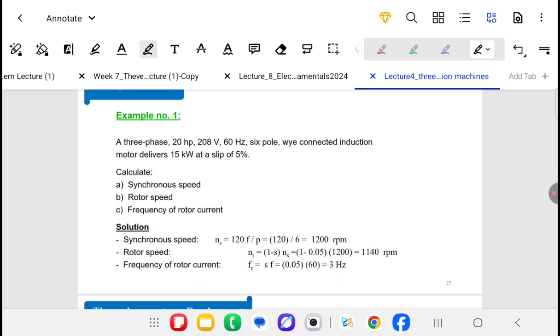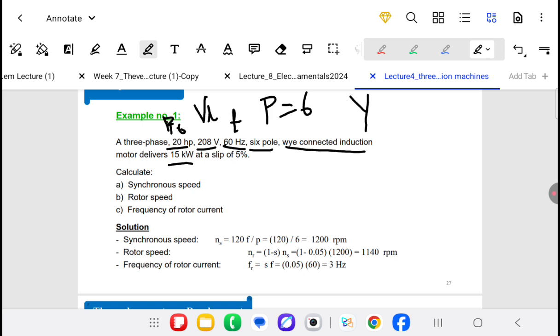Now we will see the first example. We have a three-phase 20 horsepower, which is the power output, PO. This is the output power. 208 volts, which is V line. 60 hertz, which is the frequency of the stator. 6 poles, P equals 6. A Y-connected induction motor delivers 15 kilowatts at a slip of 5%. Find first the synchronous speed.